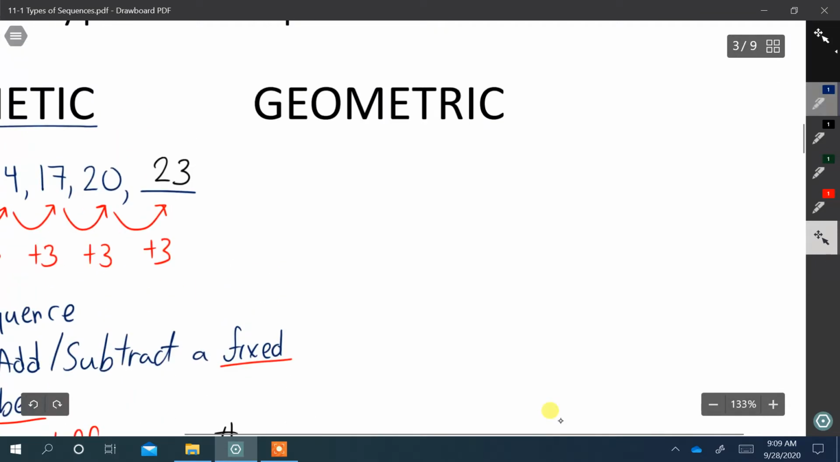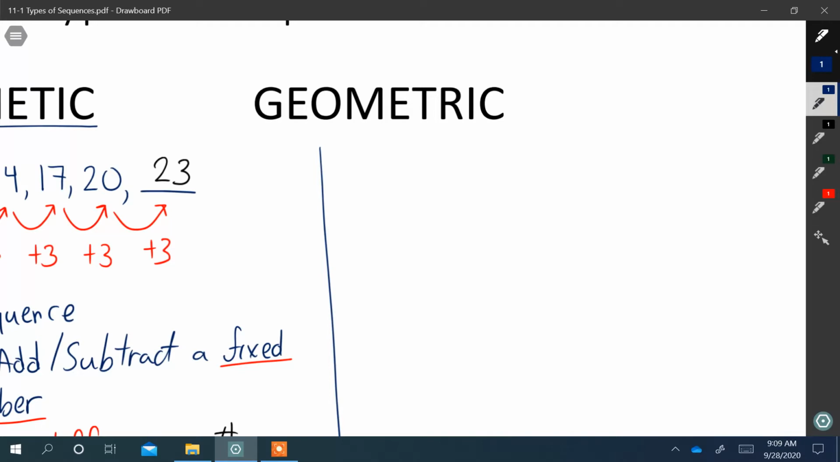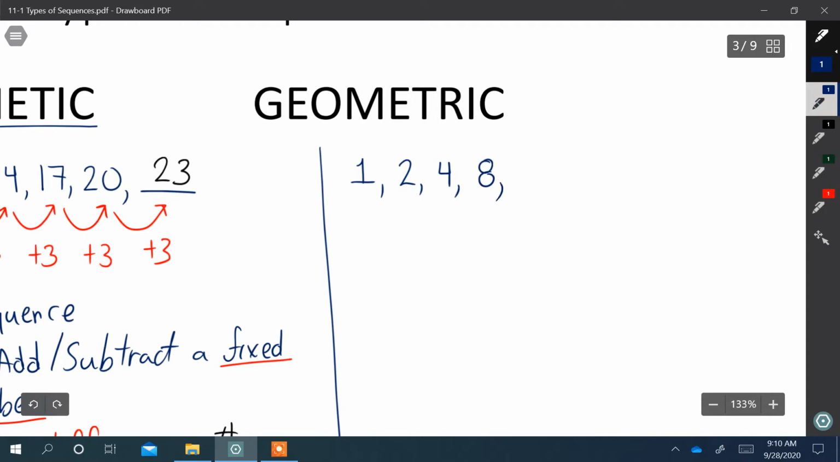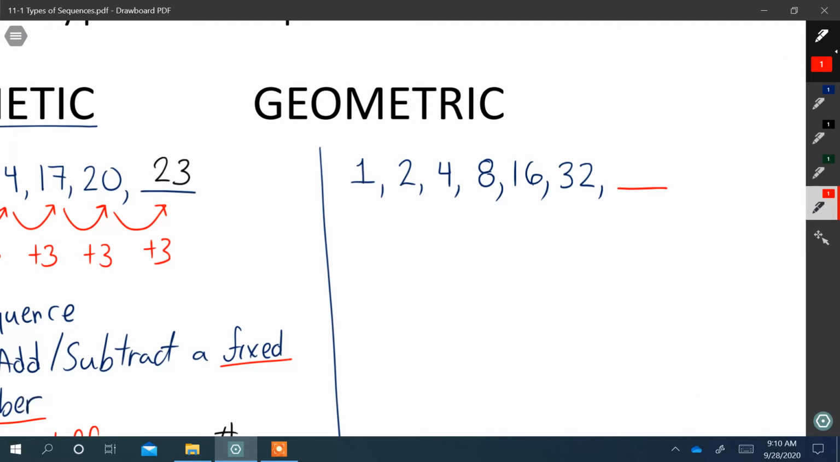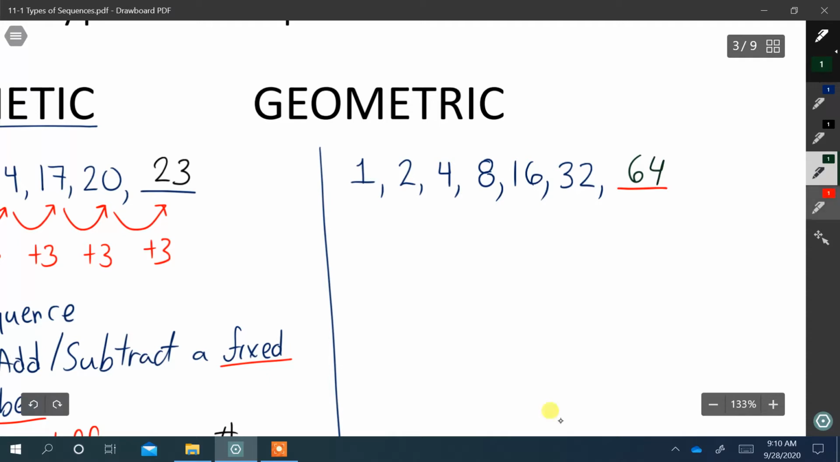Now, geometric sequence, let's talk about that. Let me give you an example and then you can tell me what is happening. I'm going to start with the number 1 and then I'm going to do 2. Now let's do 4. Now 8. Now 16. Now 32. Could you tell me what the next number is going to be? What is happening in this sequence? If you guessed 64, you are correct.